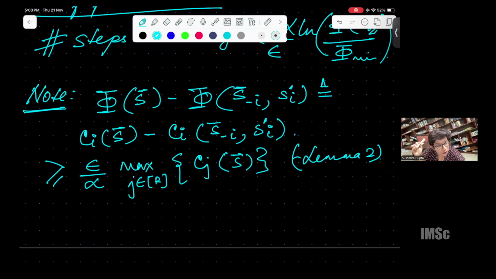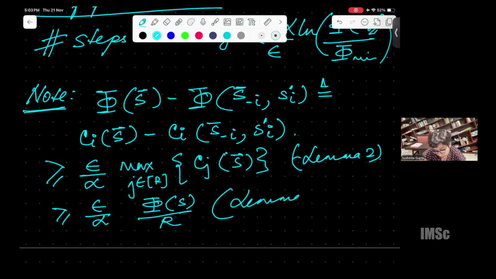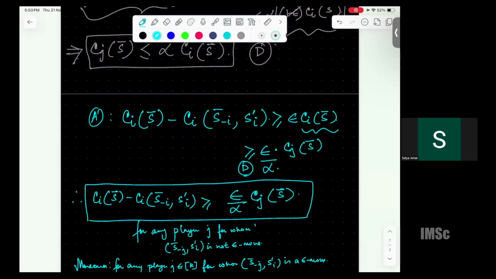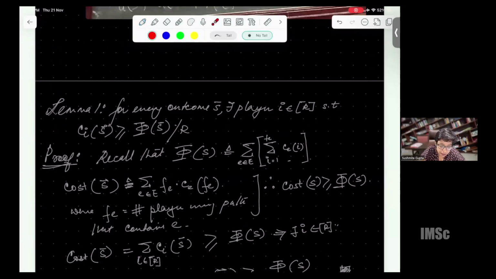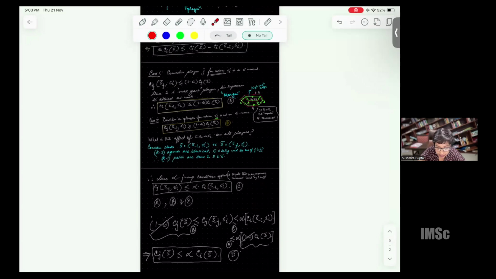Then now the first lemma should ring a bell. This is the max cost player. We already know that there exists a player whose cost is at least the average of the potential function. The max player's value can only be higher, right? Yes. So phi S by k. Correct? Yes. I'll show you the statement of lemma 1. There exists a player i such that either this player itself is the max cost player, or the max cost player can only have a higher value, right? Either way, we have a lower bound of phi S by k. Correct?